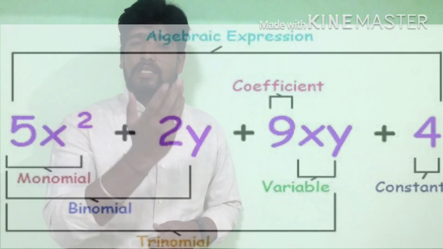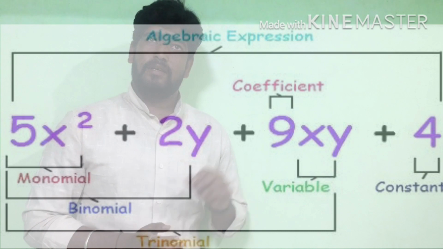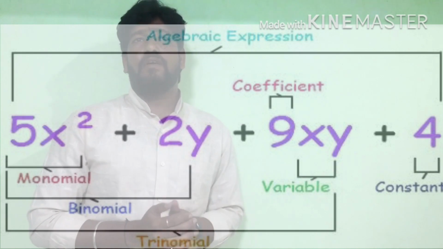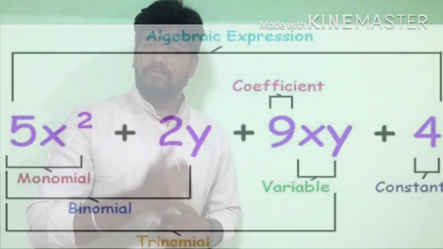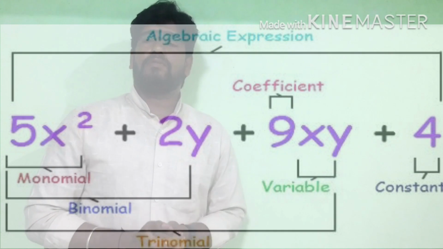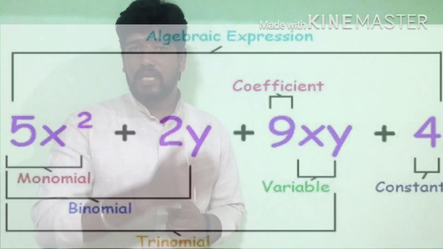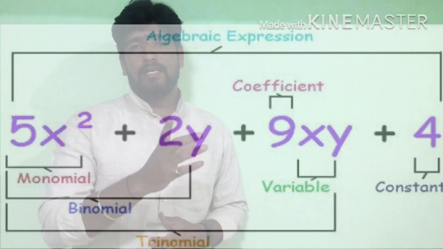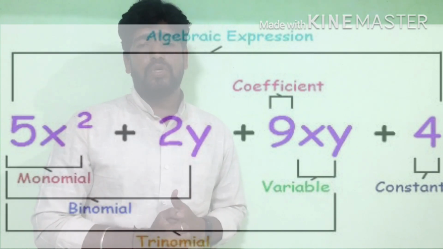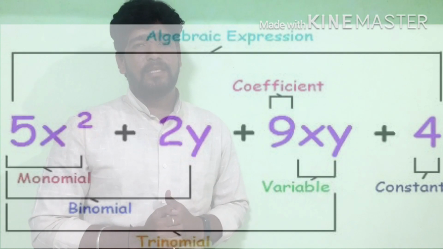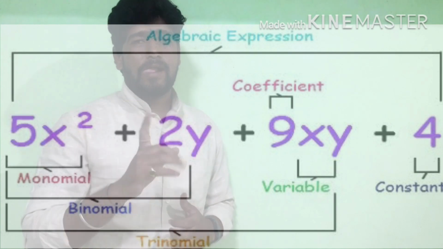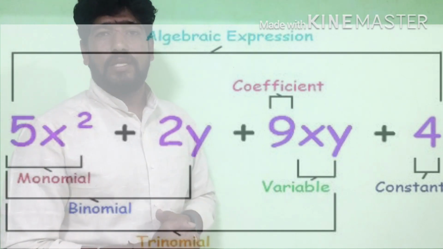And what is the coefficient of x square here? 5 is the coefficient of x square. What is the coefficient of y? 2. What is the constant? 4. Right? So what is the degree of the polynomial? 2. Then which polynomial is it? Quadratic polynomial. Any doubt?